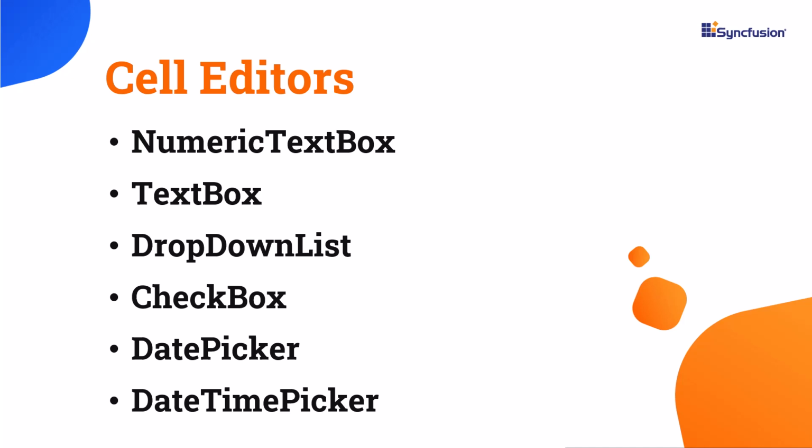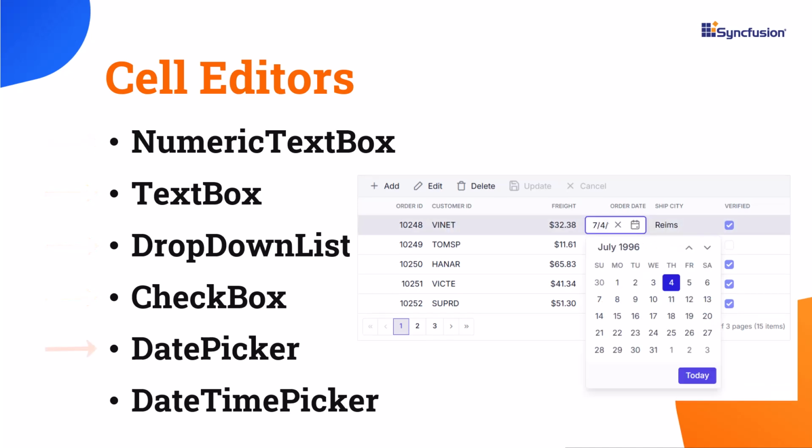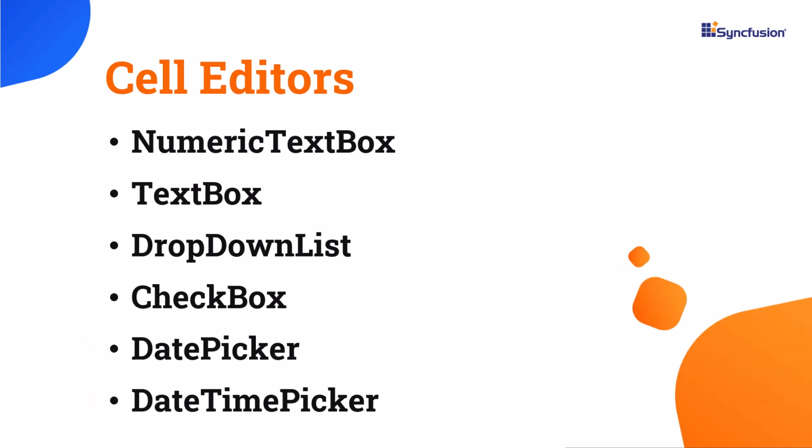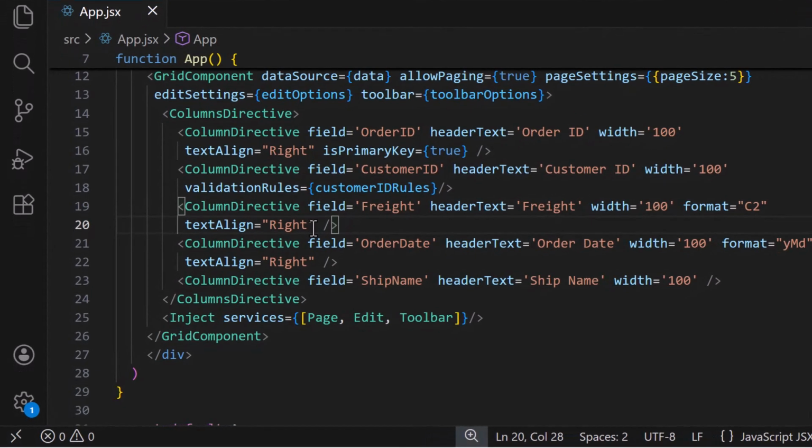Next, I will show you how to display the appropriate controls for each column by using different cell edit types. By default, the grid includes several cell edit types, such as numeric textbox, textbox, drop-down list, checkbox, date picker, and date time picker. You can also add your own component to the cell edit type.